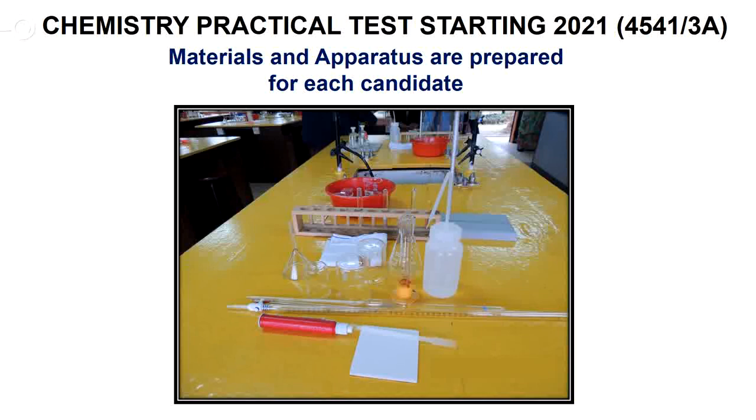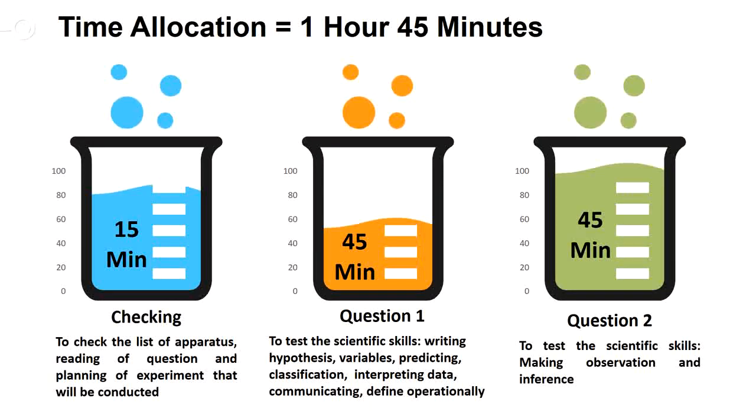For the time allocation, there are 1 hour 45 minutes provided for each practical test. But remember, for the first 15 minutes, students are allowed to check the list of apparatus, read the questions, and plan the experiment. After that, students can start to conduct the experiment and answer the questions provided.